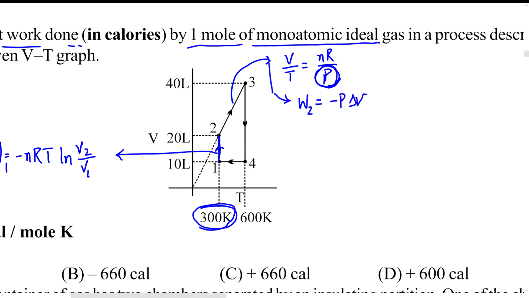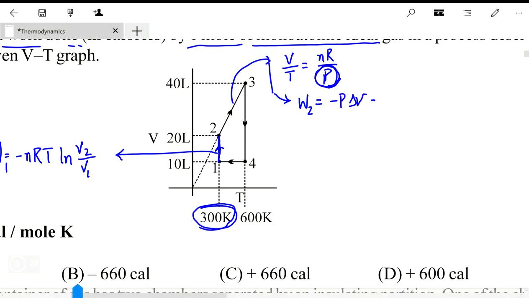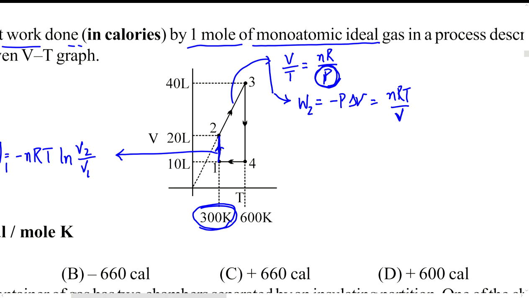And you can always write the pressure as nRT by V. And you can use any one of the states. You can either write it as nRT2 by V2 or nRT3 by V3. Either way, you get the same value for pressure. Delta V can be written as final minus initial, which is V3 minus V2 in this case.